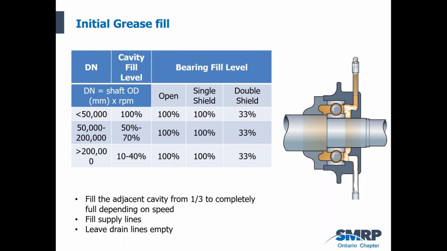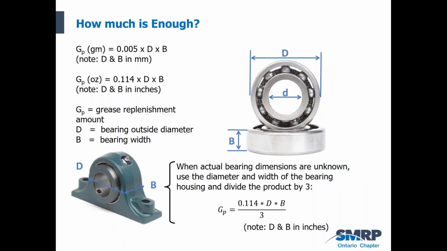So I wanted you to have that information. But again, bearing size and speed is what determines the volume of grease that we initially fill. But then perhaps the most important question is, how much grease do we reapply and how often do we reapply? And that's oftentimes the part that's missed the most.